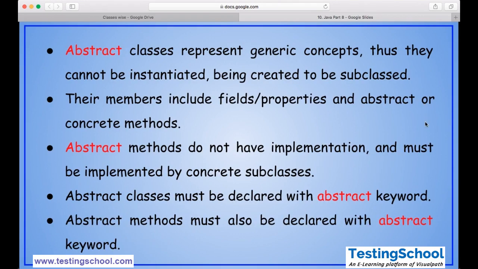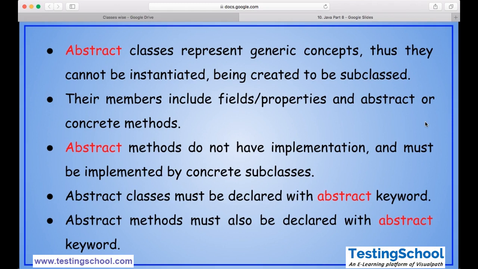So abstract classes represent generic concepts, thus they cannot be instantiated, being created to be subclassed. Their members include field properties and abstract or concrete methods. Abstract methods do not have implementation and must be implemented by concrete subclasses. Abstract classes must be declared with abstract keyword. Abstract methods must also be declared with abstract keyword.